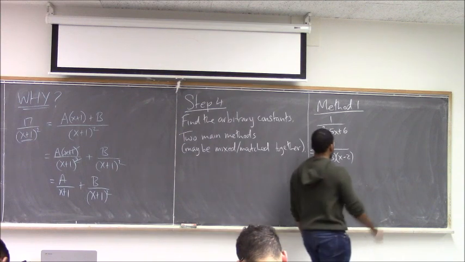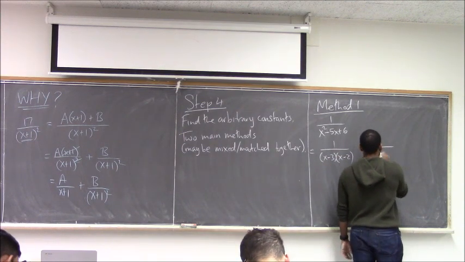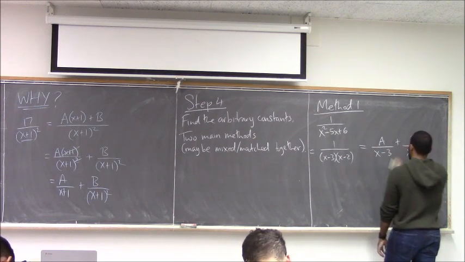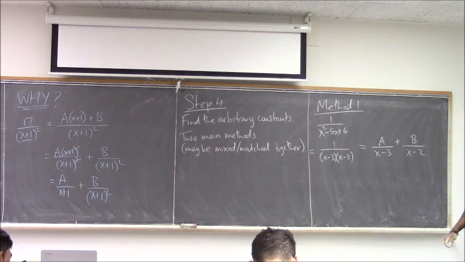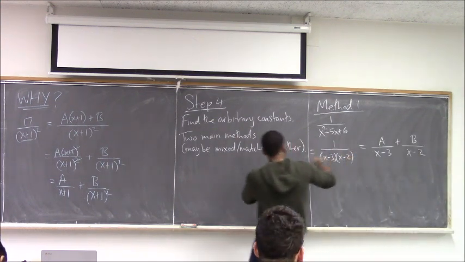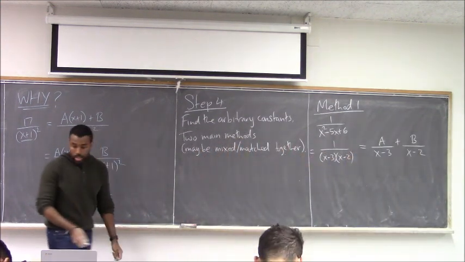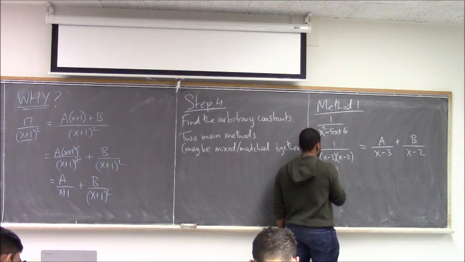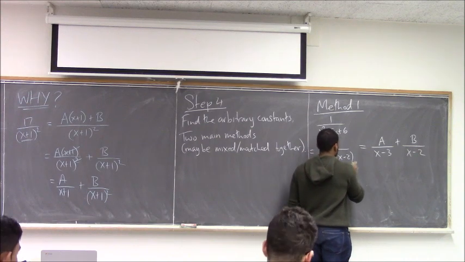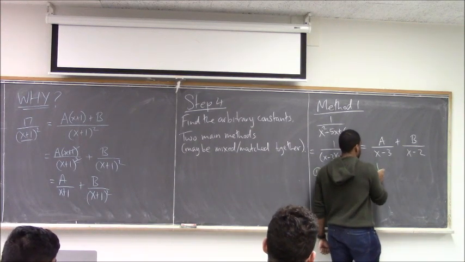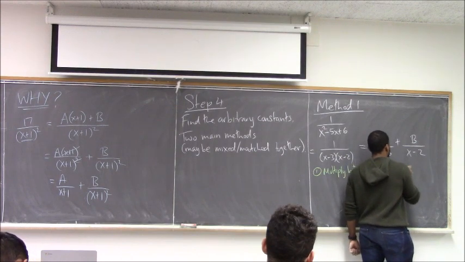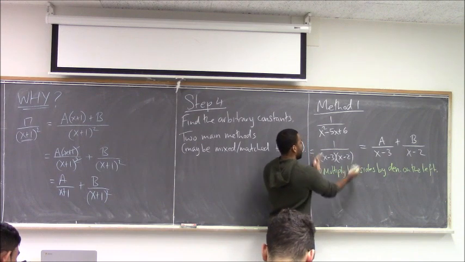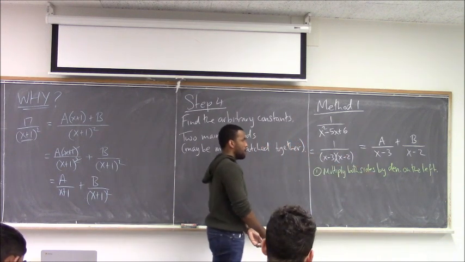Then, going on into step 3, I would break this up into x minus 3, x minus 2, a and b. Okay. So this is from step 3, would bring you here. So here's where this method kicks off. Step 1, multiply both sides by the denominator on the left. So the denominator on the left is this guy. We're going to multiply the entire equation by that guy.